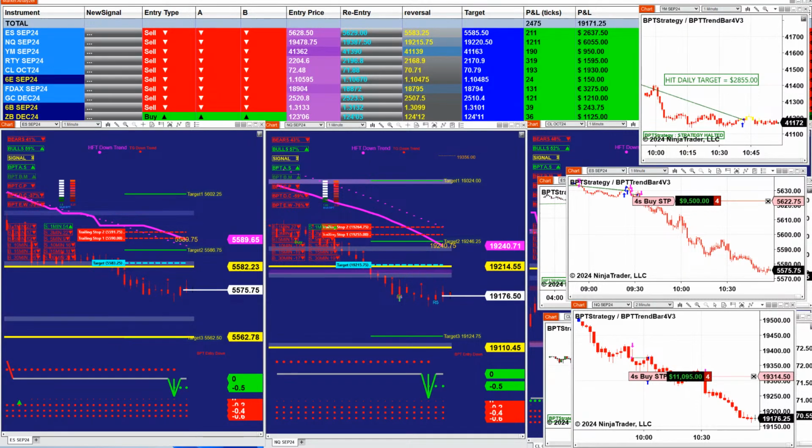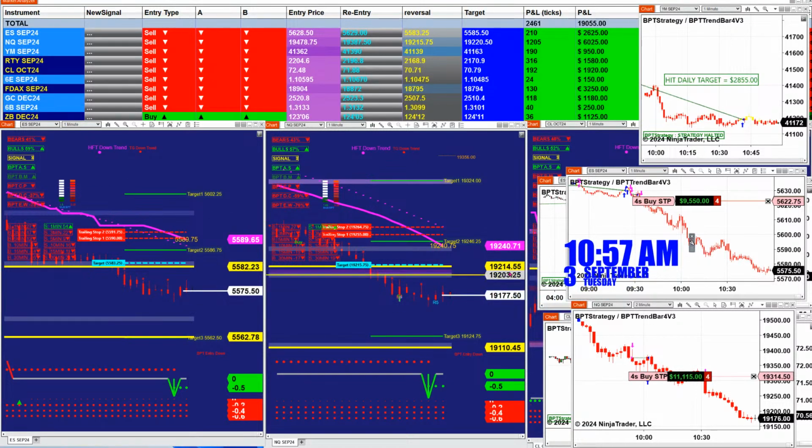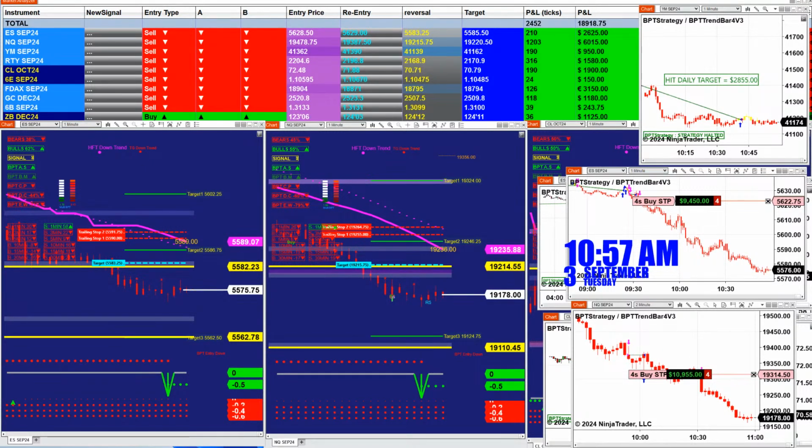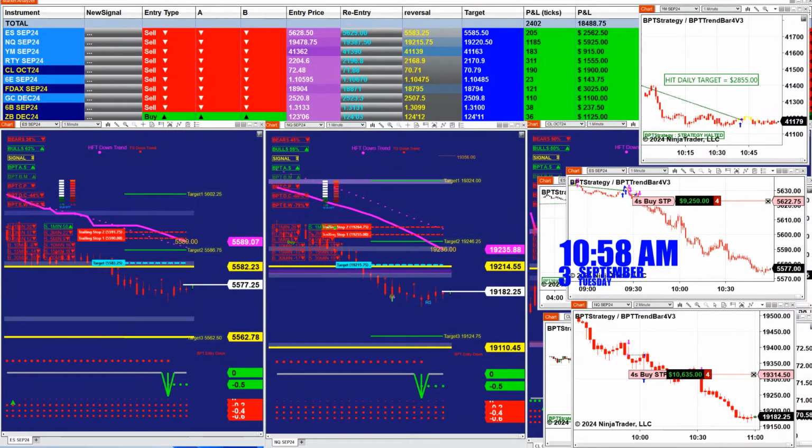Looks like the Nasdaq is going to hit target 3. Amazing. Let me show you. It is 10:57 and it is trying to reach the target 3, the final one for today.